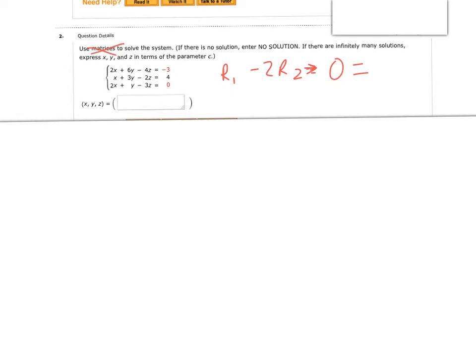If I do negative 3 minus 2 times 4, that's negative 3 minus 8, that's negative 11. And since this is not true, I can actually stop right now and just say no solution.